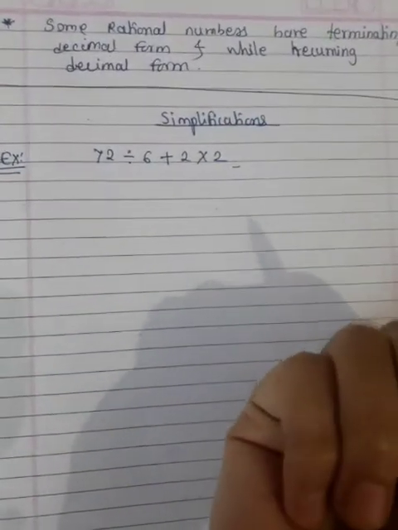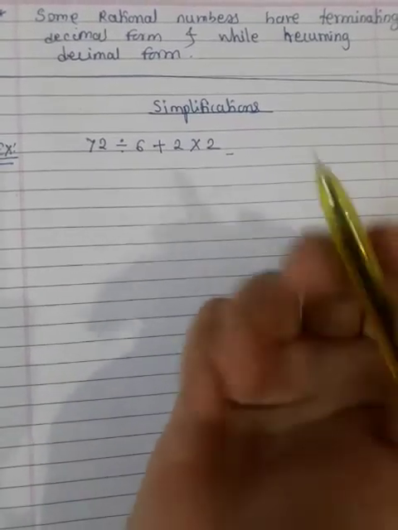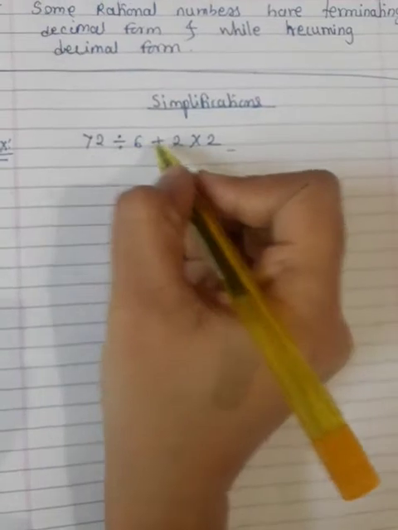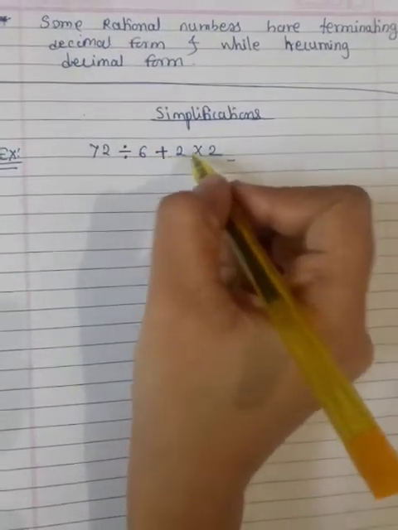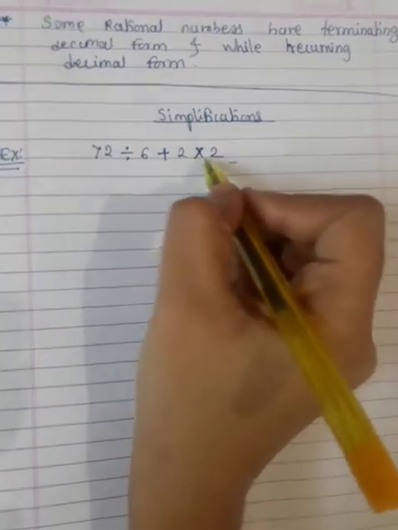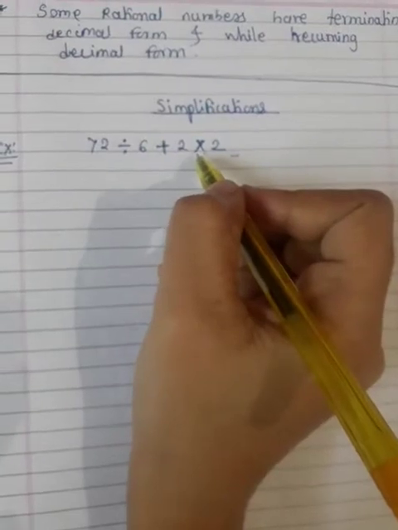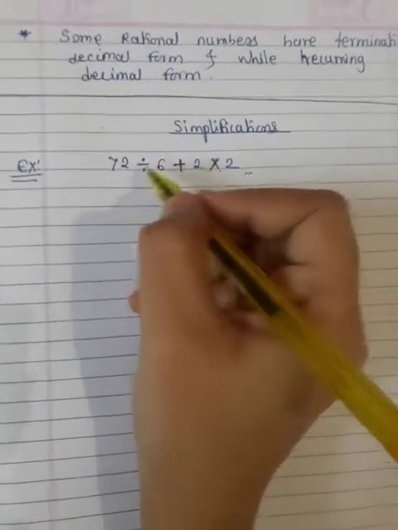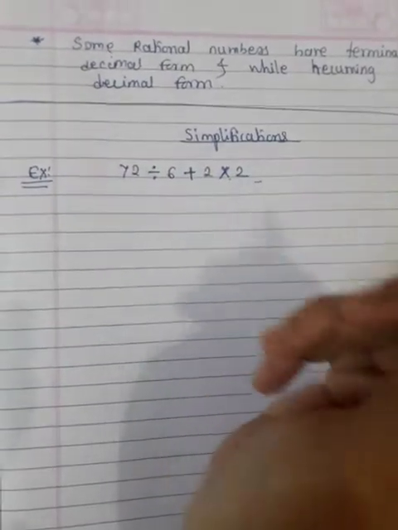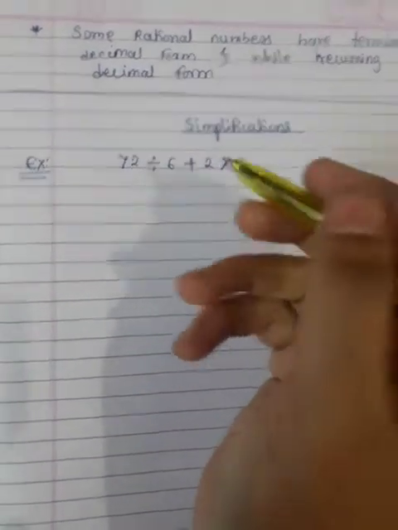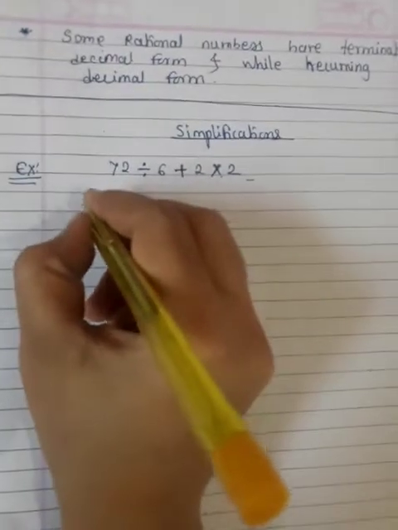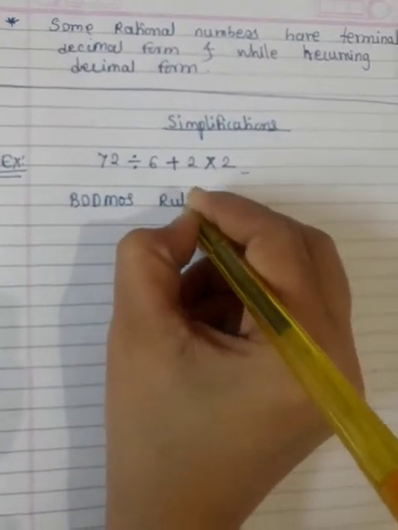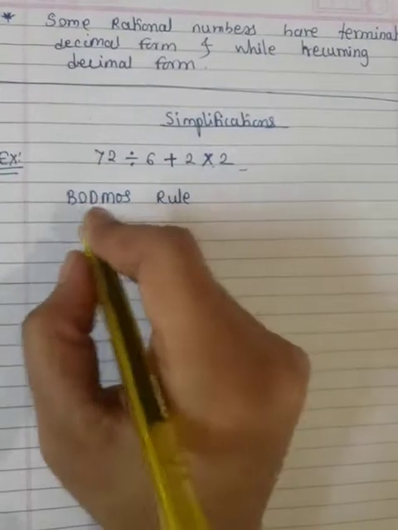A mathematical expression means there are numbers and operations. See here, how many operations are there? Division, addition, multiplication. There are 3 operations. So this is an expression involving 2 or more operations. How can we solve such types of expressions? There is one rule, that is the BODMAS rule. To solve such types of expressions, there is the BODMAS rule.